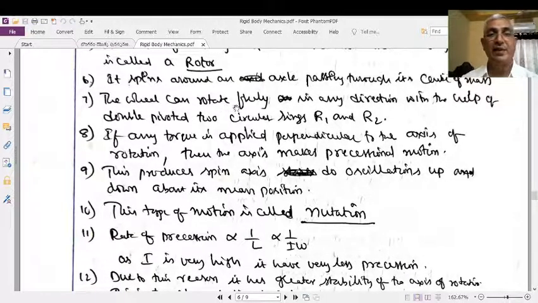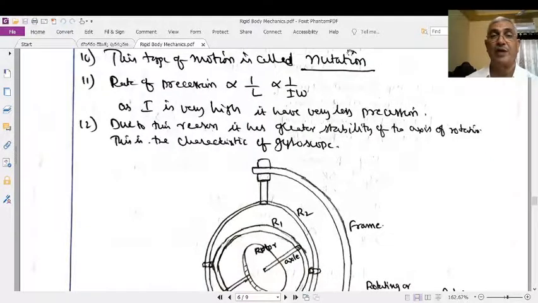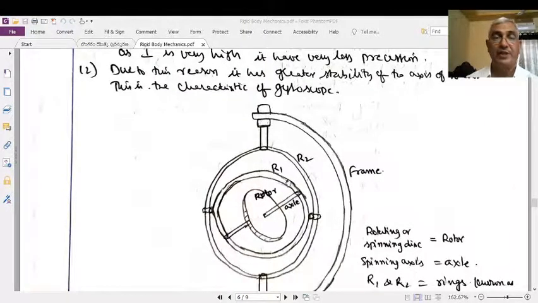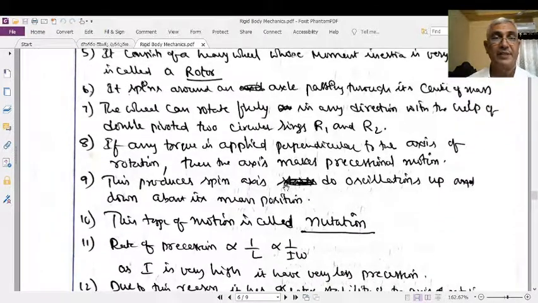The wheel can rotate freely in any direction with the help of two double pivoted circular rings R1 and R2, as I showed already to you. This is one circular ring, this is the outer circular ring, and this is our rotor. Now the wheel can rotate freely in any direction with the help of double pivoted circular rings R1 and R2.